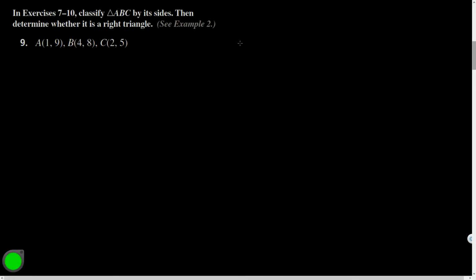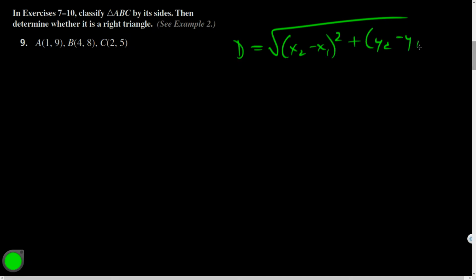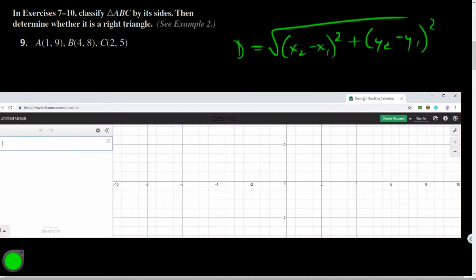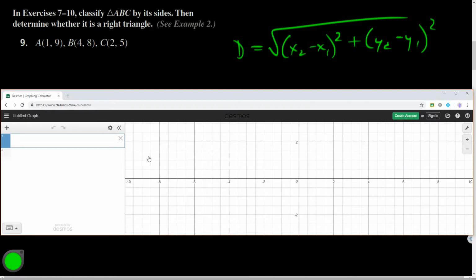All right. Distance formula is x2 minus x1 all squared plus y2 minus y1 all squared. You know what, guys? Mr. Waddy on the spot. Desmos calculator. All right, I'm going to open up a Desmos here. And let's plot these points real quick. 1, 9, 4, 8, and 2, 5. Question 9, was it not on your packet?